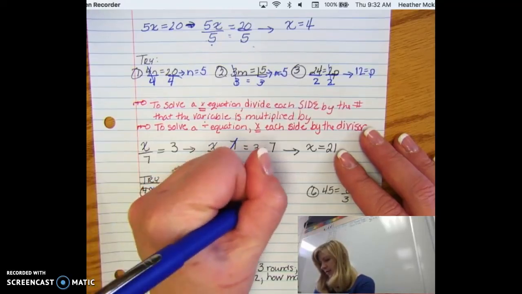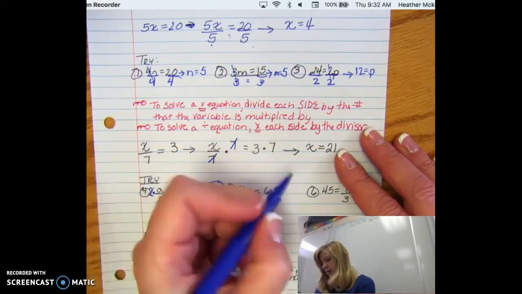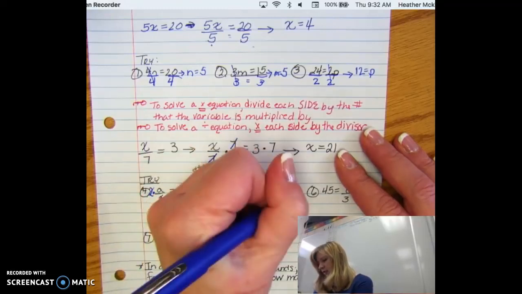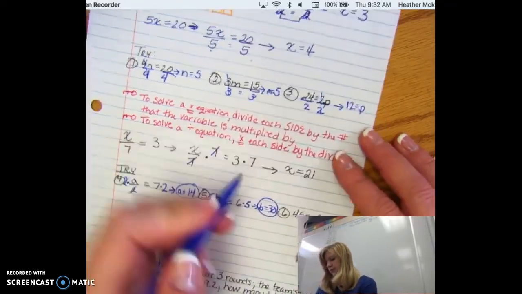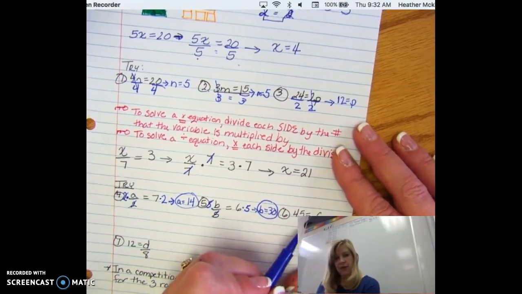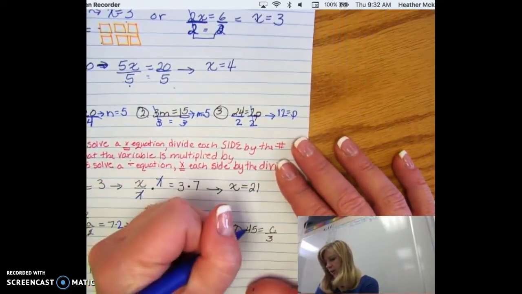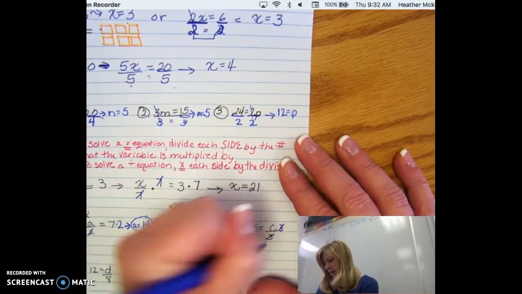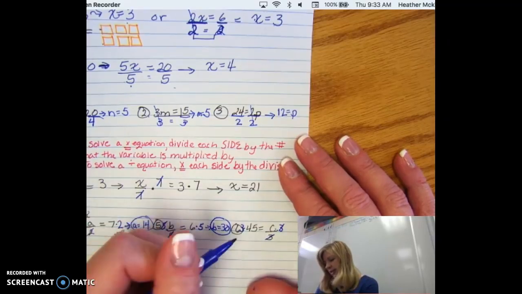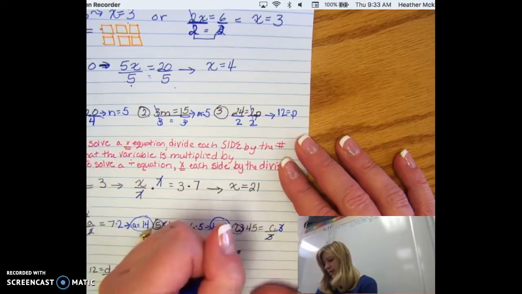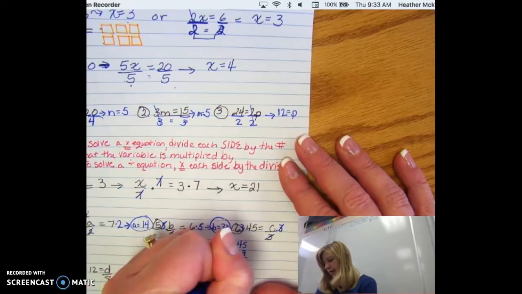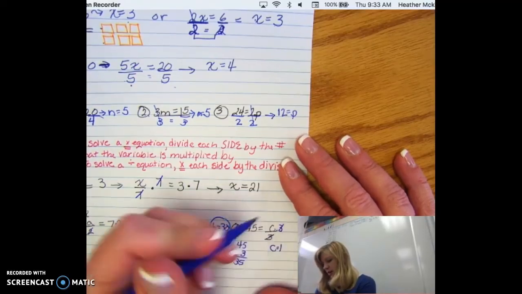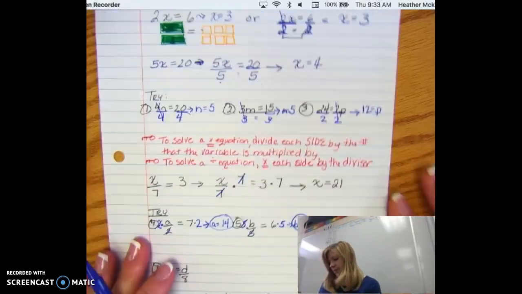We're going to multiply both sides by 5. So this will cancel out. So B is going to equal 6 times 5, which is 30. 45 equals C over 3. Sorry. We're going to multiply this side by 3 and this side by 3. So this is going to cancel out. So C is going to equal whatever 45 times 3 is. I'll work that out right here. So C is 135. Okay.